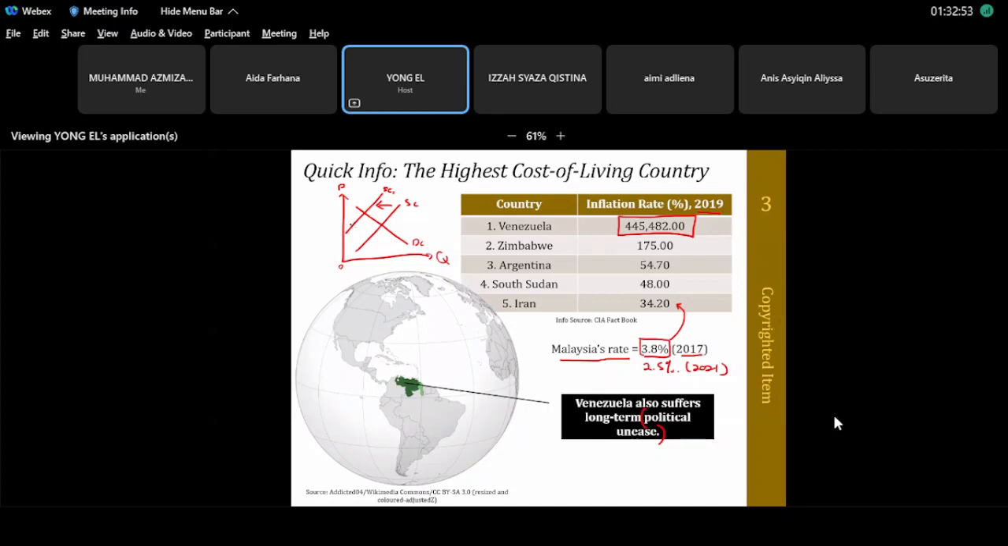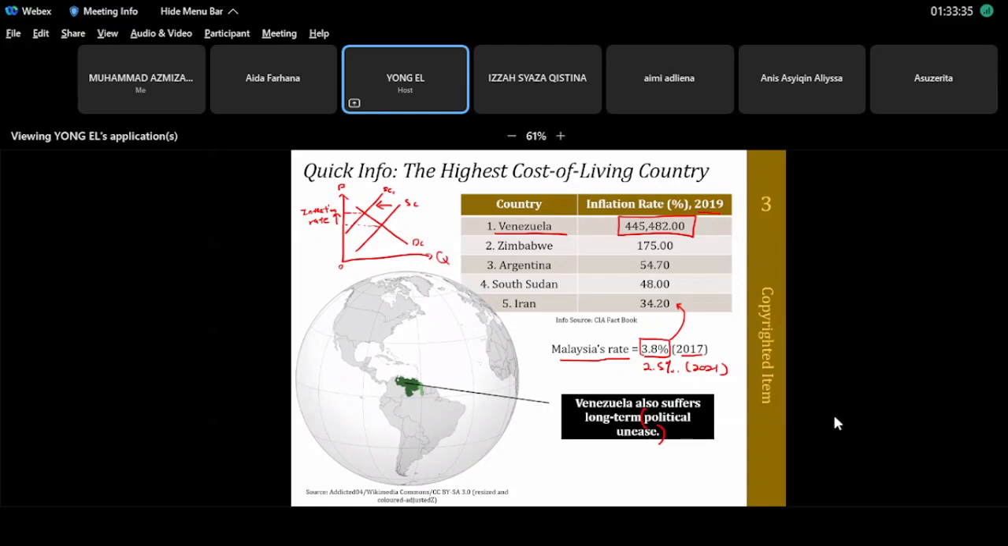When supply shifts to the left side, you can see here the price increases. The price increase here is the root of the inflation rate increase. The general price level increases when supply decreases, then the inflation rate increases over time. This is how political instability can be translated into inflation in a country, just like Venezuela.